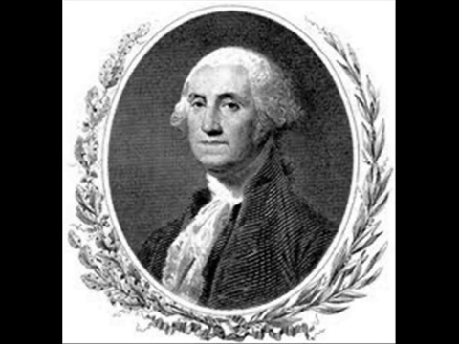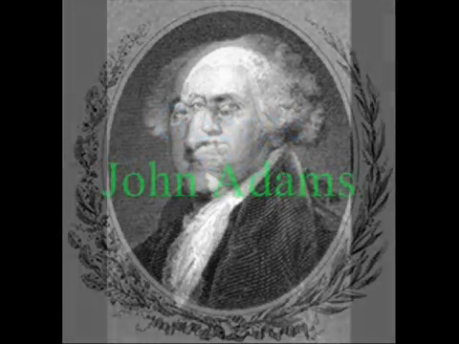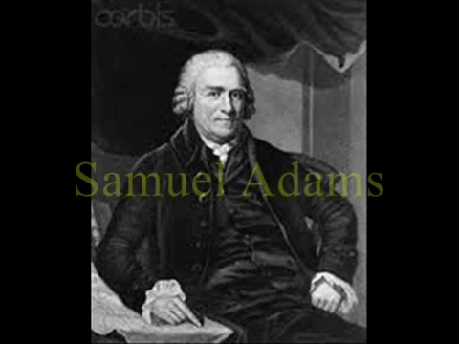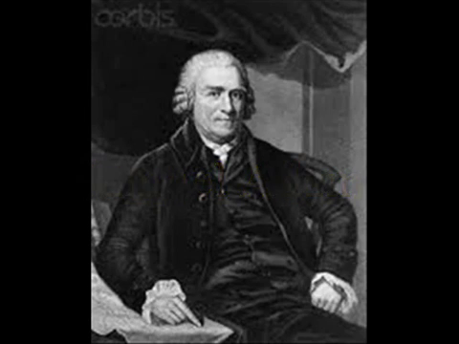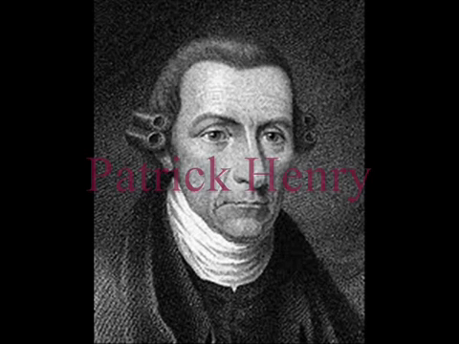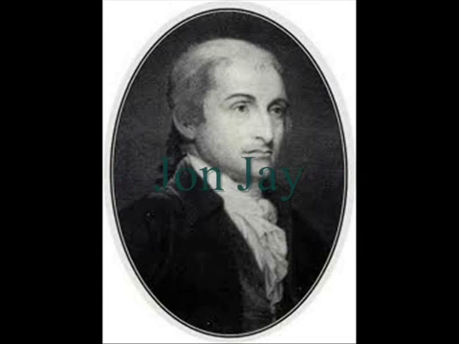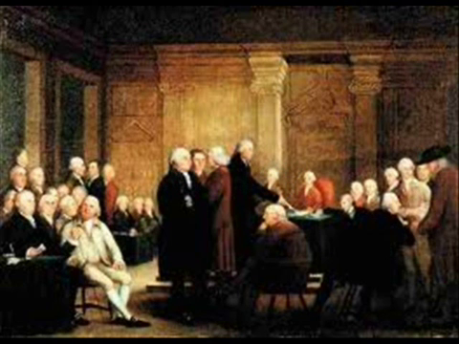In September 1774, George Washington, John Adams, Samuel Adams, Patrick Henry, and John Jay met in Philadelphia, Pennsylvania. This became known as the First Continental Congress. They decided that every citizen had certain rights: life, liberty, property, assembly, and trial by jury.